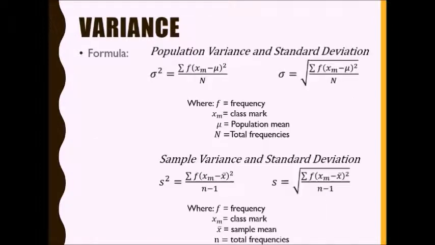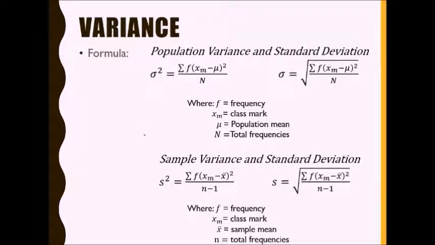So, for our formula, we have two types of formula. One is for the population, if you consider the population in your study, and the other is for the sample, if a sample is what you consider in your study. For the population variance and standard deviation, we have the summation of the frequency times the class mark minus the mean, squared, all over the total number of frequencies. After getting that, just get the square root and you will have the standard deviation.